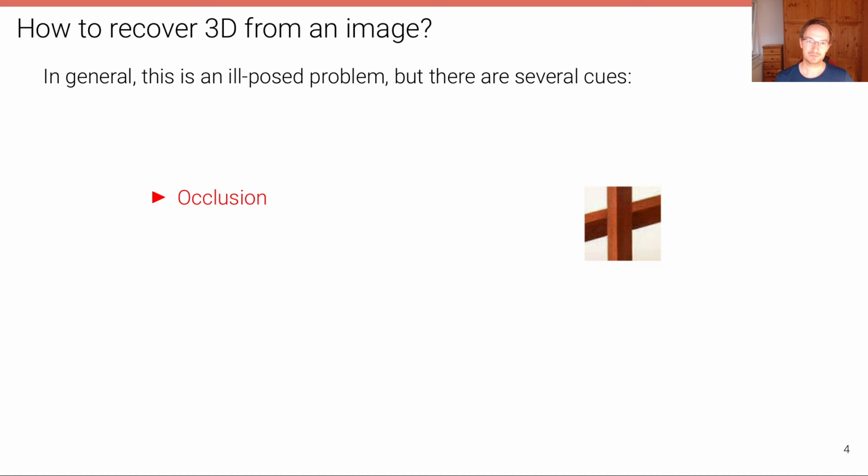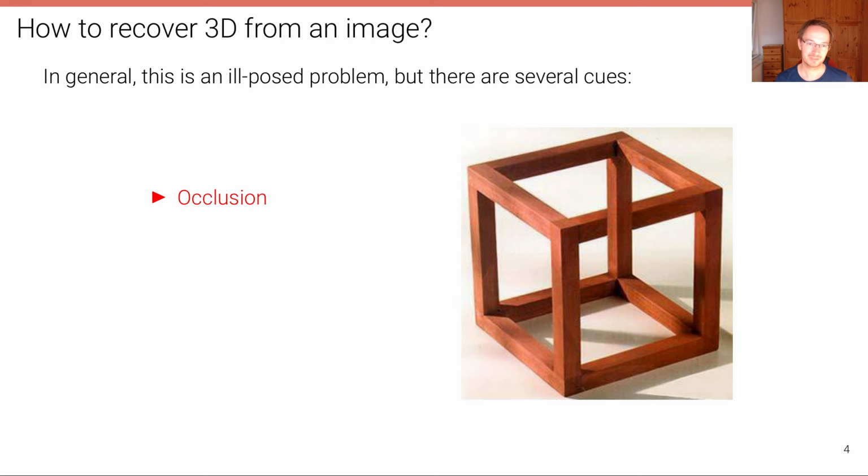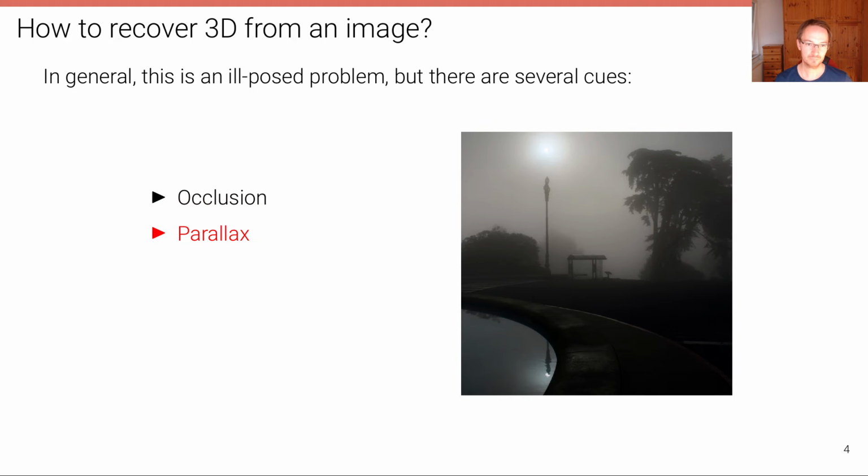How can we actually recover 3D from an image? In general, this is of course an ill-posed problem, but there are several cues. If we look at an image, for instance, what we can look at are occlusion cues. If we look at this image here on the right, then most of us will probably say, well, based on this configuration here, this vertical object is in front of this horizontal object in the back. Now, this is a mechanism that has been exploited by artists, and you're probably all familiar with the famous Escher paintings. So this is one cue, how to obtain 3D structure from an image.